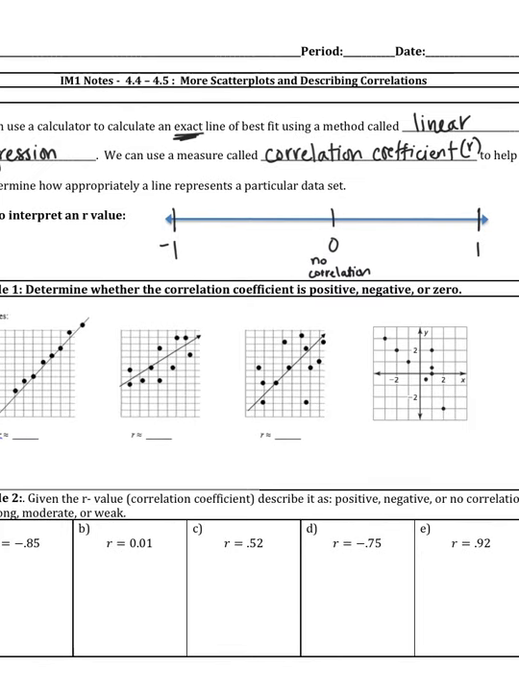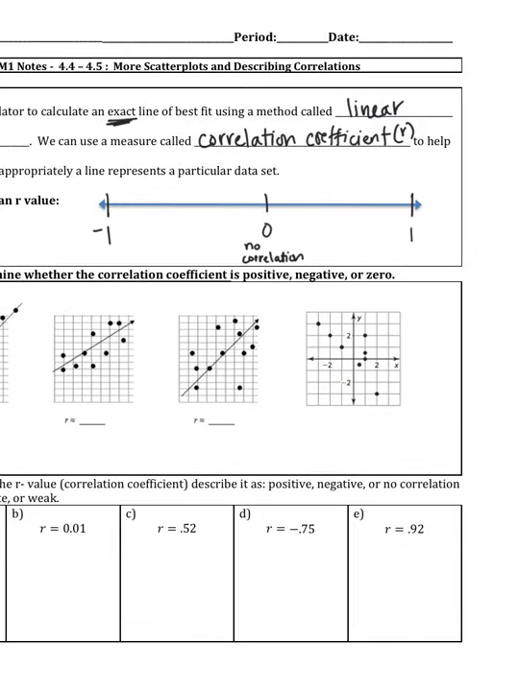A correlation coefficient of +1 would indicate a perfect positive linear correlation. So this would be a perfect positive fit. So every single point would lie exactly on the line of best fit. And same thing over here, we would have a perfect negative fit. Every single point would lie on the line of best fit in a negative direction. But of course, we know that might not always happen, so we have some values in between that help us describe.